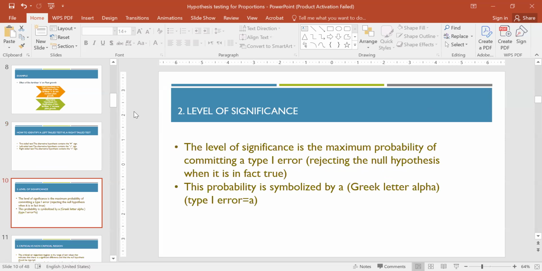Then we have to see the level of significance. The level of significance is the maximum probability of committing a type 1 error. As we have already seen the types of errors, type 1 error is rejecting the null hypothesis when it is in fact true. This probability, the level of significance, is symbolized by the Greek letter alpha. So the type 1 error is alpha.